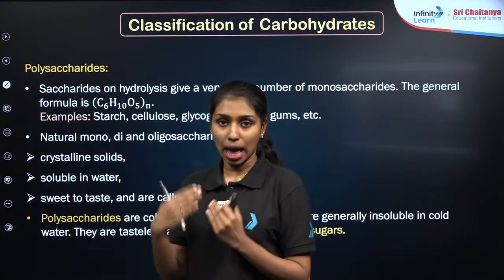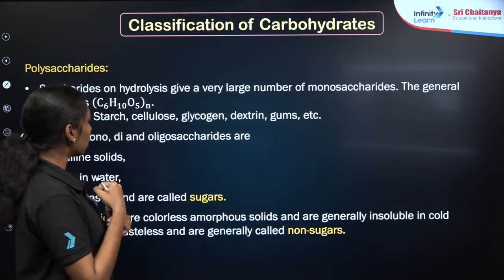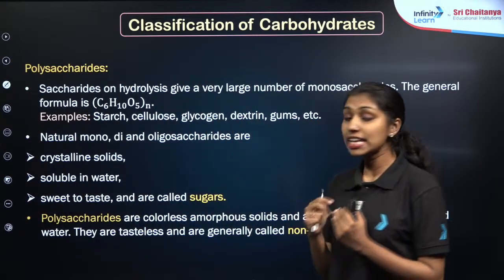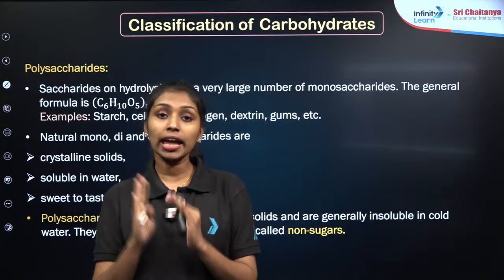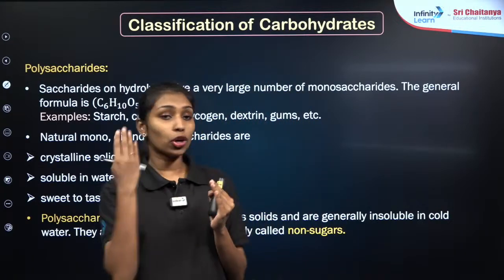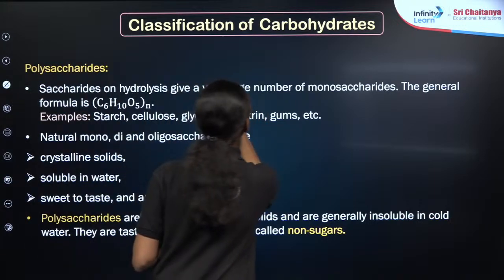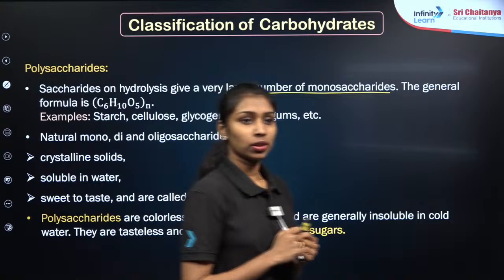If the hydrolysis happens and they form more than 10 products, what will they be called? They are called polysaccharides. Whenever carbohydrates undergo hydrolysis and form more than 10 monosaccharides, they are known as polysaccharides. Clear?